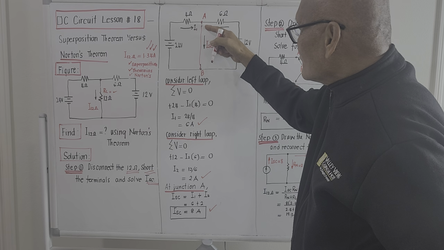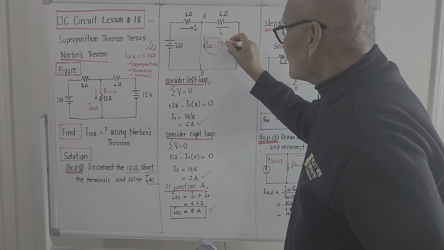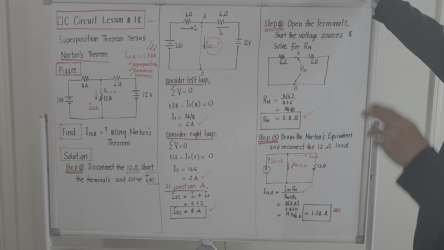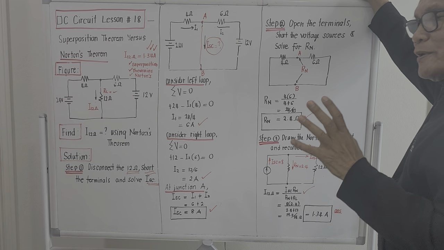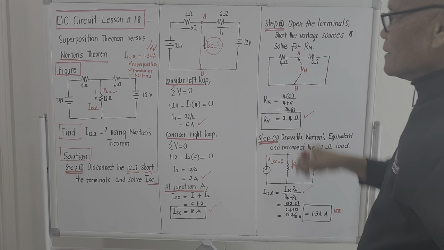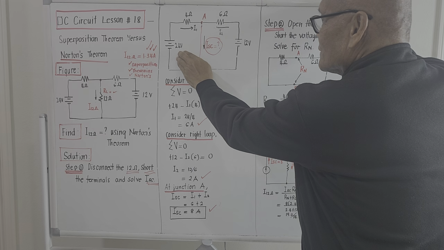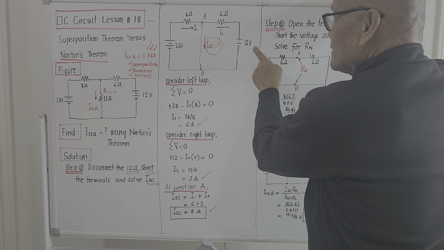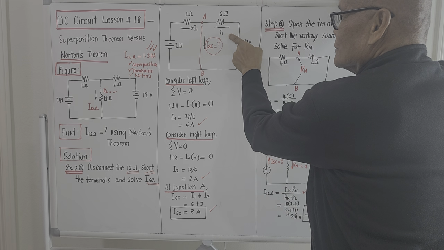If we disconnect the 12 ohm load and short the terminals, what will be the value of the short circuit current? To bring out that value, we will be using Kirchhoff's voltage law. The current coming from the 24 volt source when this is shorted is I sub 1. And the current coming from the 12 volt source when this is shorted is I sub 2.